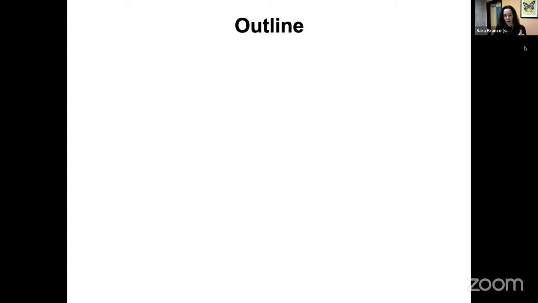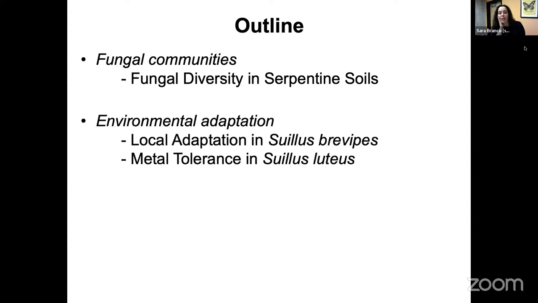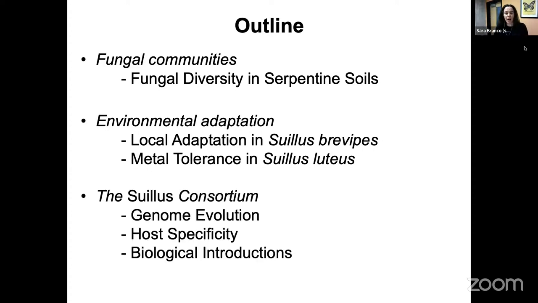And so for today, I prepared three stories. My talk is going to have three parts. I'm going to start by talking about fungal communities, and I'll talk about a specific set of studies that I did on fungal diversity in serpentine soils. And this is work that I did for my PhD. And then I'm going to talk a little bit about environmental adaptation and why I switched from fungal communities to studying populations. I'll give you a very brief story about local adaptation in a specific species called Suillus brevipes. And then I'll switch to talk about metal tolerance in Suillus luteus. And this is going to give you more context for what was just presented.